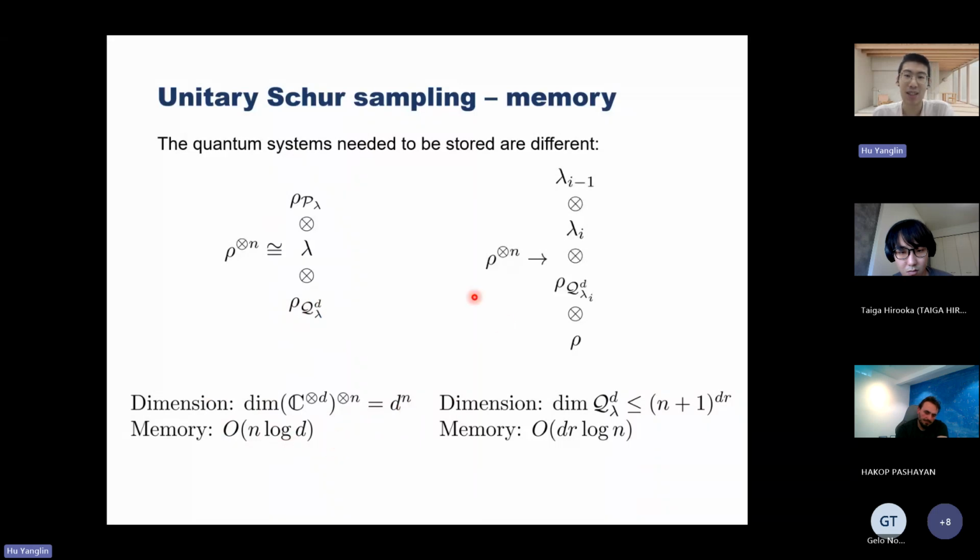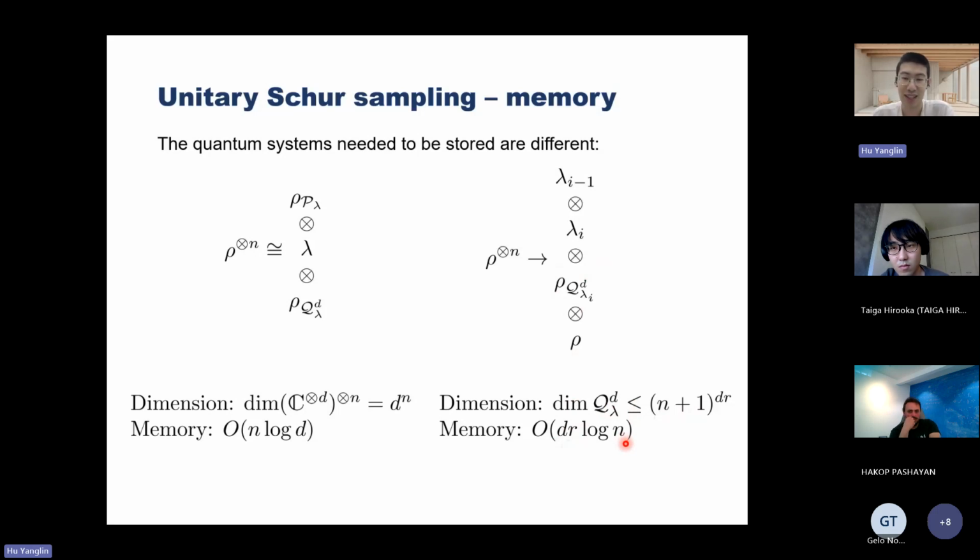Once we use the streaming for unitary Schur sampling, the only quantum register we need to keep is the Q lambda d register in each step, and the dimension of this Q lambda d subspace is upper bounded by (n+1) to the power of dr, and the memory we have to maintain is only the logarithm of this, which is dr log n.